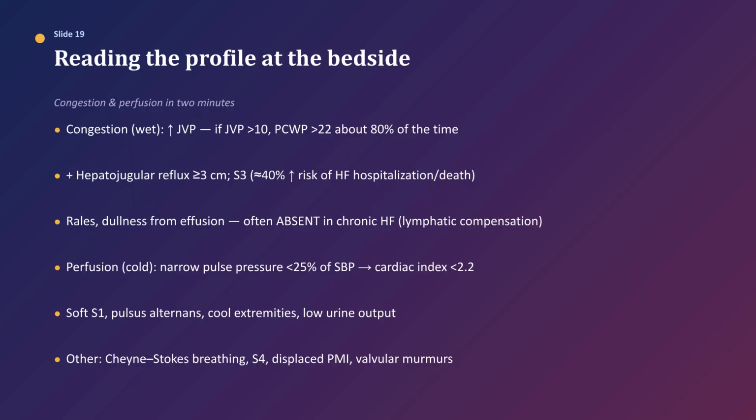Reading these profiles relies on specific bedside findings. Elevated jugular venous pressure is a key sign of congestion. In chronic heart failure, lung sounds like crackles may be absent due to lymphatic adaptation. For perfusion, we look for signs like narrow pulse pressure, which can indicate a low cardiac index.